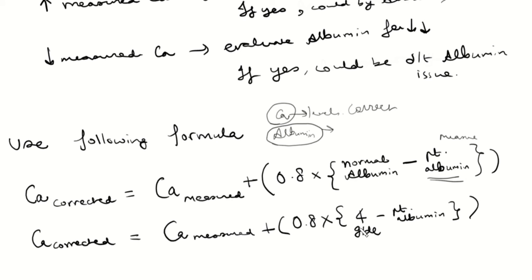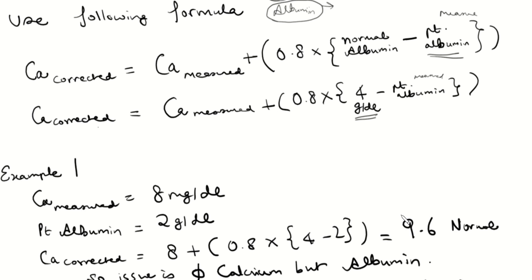Now, normal albumin for a patient is considered 4 grams per deciliter. So the formula becomes: corrected calcium is calcium measured plus 0.8 times 4 minus the patient's albumin, and that's the measured albumin. Okay. Well, can you give me an example? Well, thanks for asking. Let's do it.